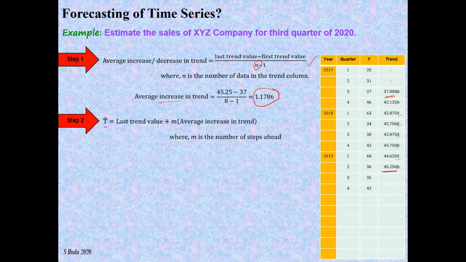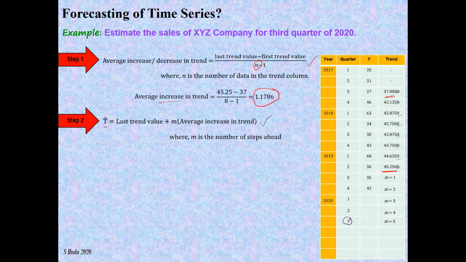So how to find T hat? You may use this formula. What is M? M is the number of steps ahead. From this table, the question is you need to find the estimated sales for the third quarter of 2020. So you continue the years until 2020 and then, according to the question, the third quarter. So third quarter here. And then calculate M. M you calculate after the last trend value.